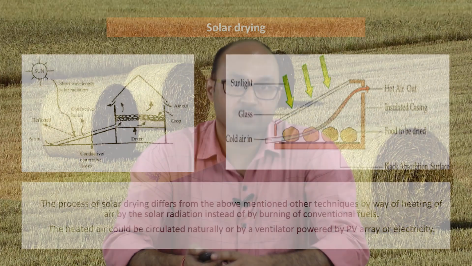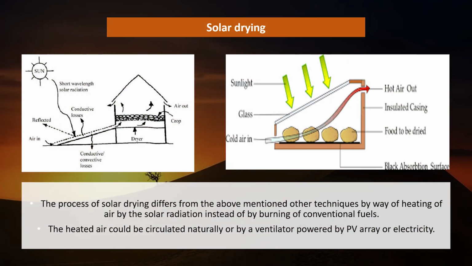Then third, and very important, the drying which we are going to discuss in this particular module is solar drying. The process of solar drying differs from the 3 mentioned processes by the way of heating the air by solar radiation. Here we will not use any mechanized way of heating like electric heaters or burning coal as fuel. We use solar energy for heating the air, and the heated air could be circulated naturally by buoyancy.